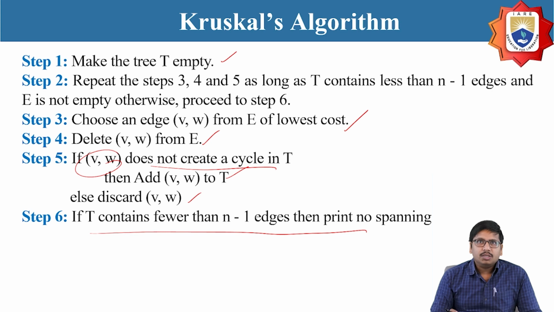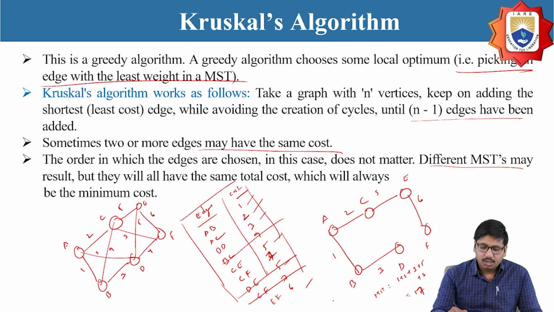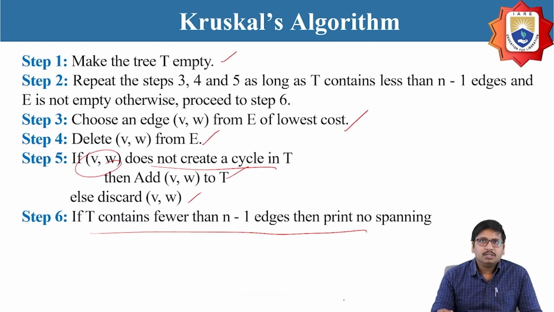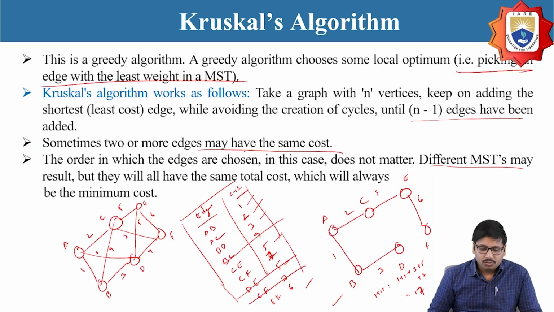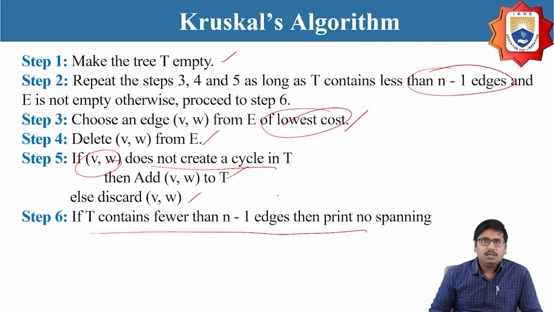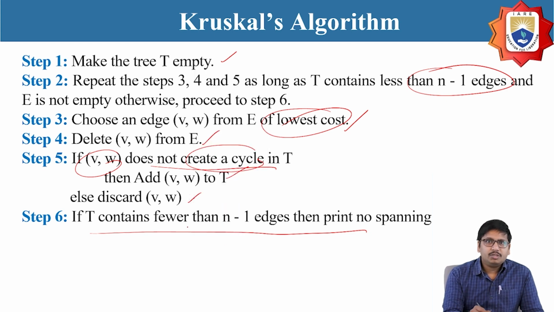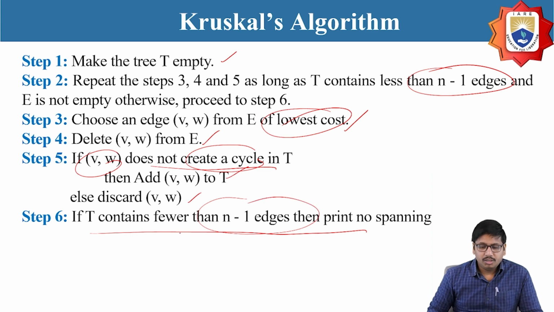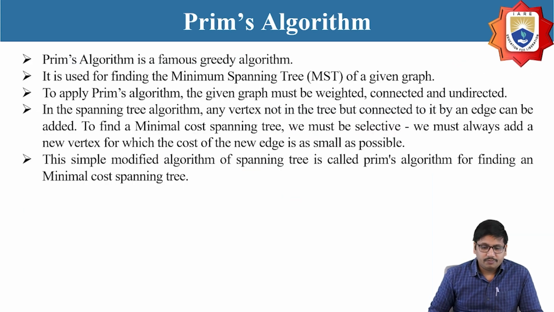So Kruskal's algorithm is that initially the tree is empty. Repeat steps 3, 4, 5 as long as T contains fewer than n minus 1 edges. Choose an edge with the lowest cost, and that one is added to the empty tree if it does not form a cycle, otherwise you discard it. Repeat this process until all the edges of the graph have been considered.